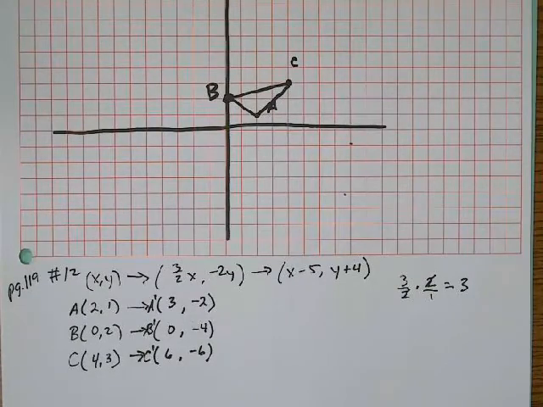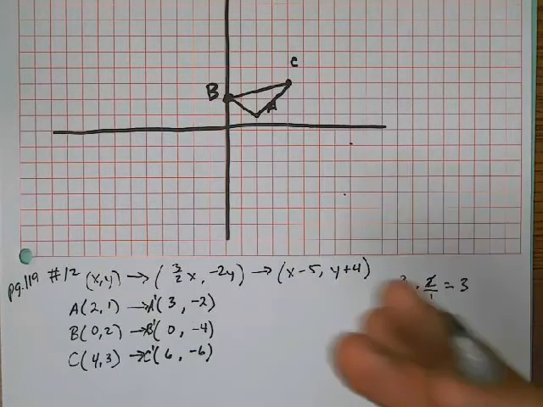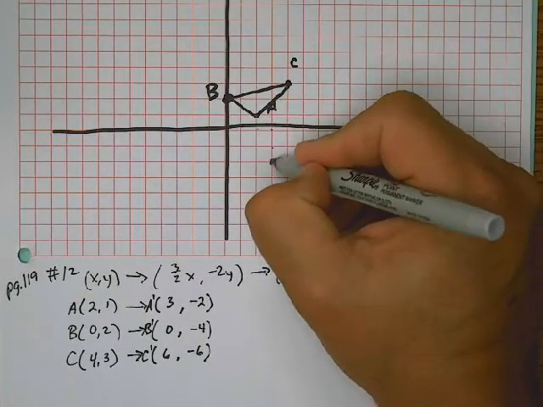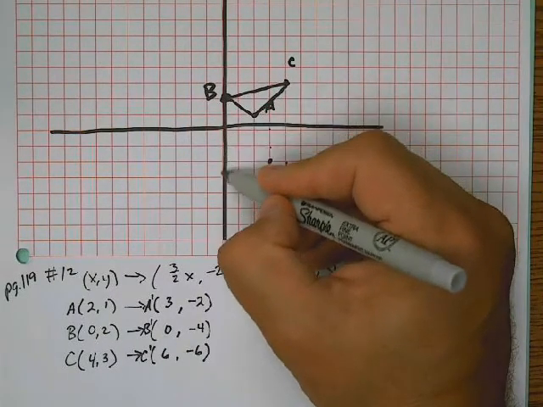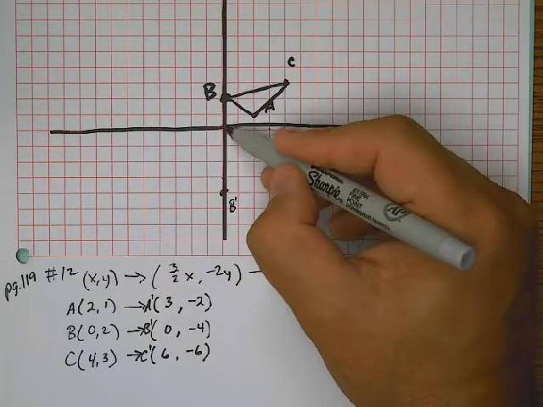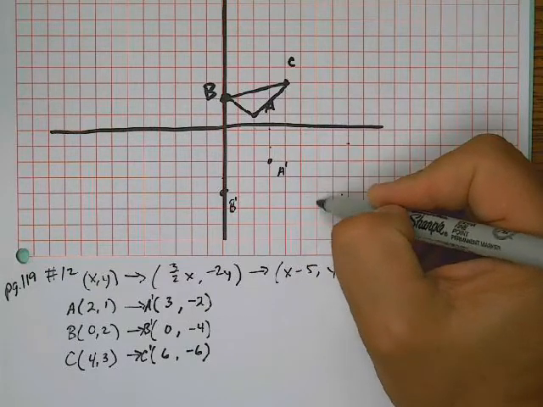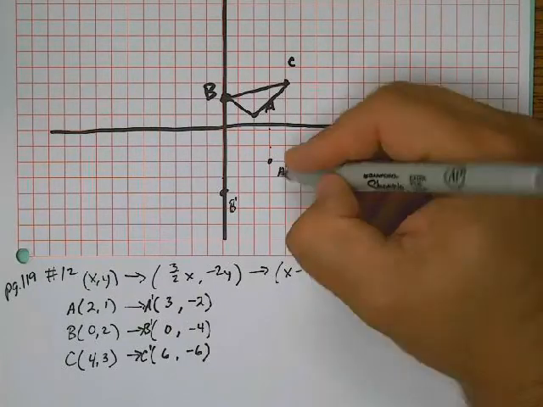All right, now, trust the math. Don't worry about the picture. Trust the math. And now go graph. 3, negative 2. 1, 2, 3, 1, 2. There's A prime. 0, negative 4. 1, 2, 3, 4. There's B prime. And 6, negative 6, 1, 2, 3, 4, 5, 6, 1, 2, 3, 4, 5, 6. And there's C prime.